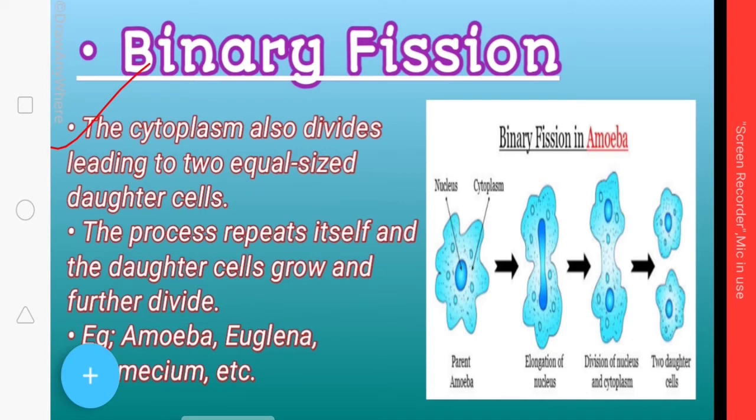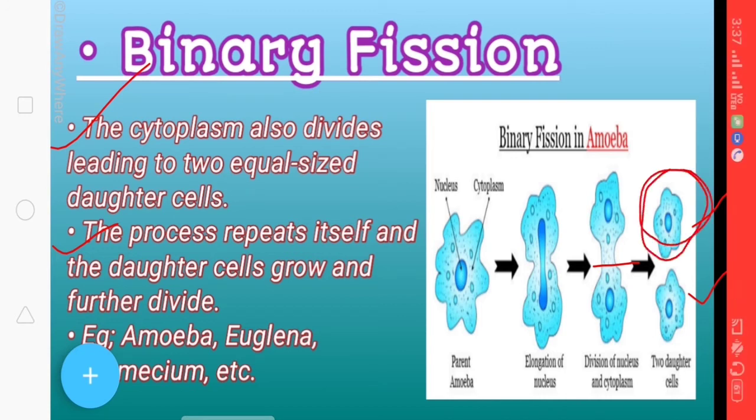The cytoplasm also divides, leading to two equal sized daughter cells. The process repeats itself and the daughter cells grow and further divide. Now this can be another parent cell and this can be another parent cell. So again from these we will get two daughter cells each, which are very much similar genetically and morphologically. They will be very much similar to their parent. So this is binary fission.